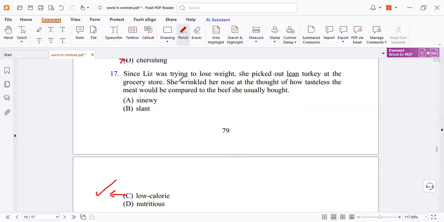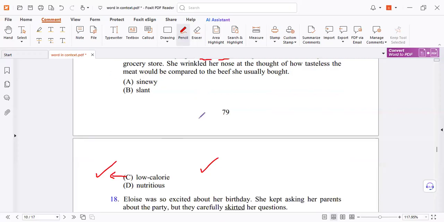Look, because he mentioned here she was trying to lose weight. So related, that means she wanted something with low calories. If he said nutritious, it would be wrong. See that? Yes. Never forget to search for the words. Every word is important.